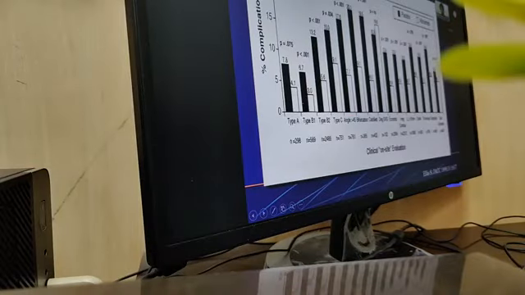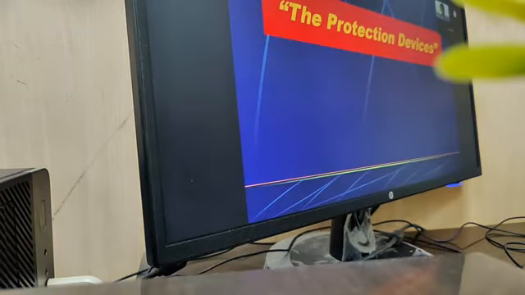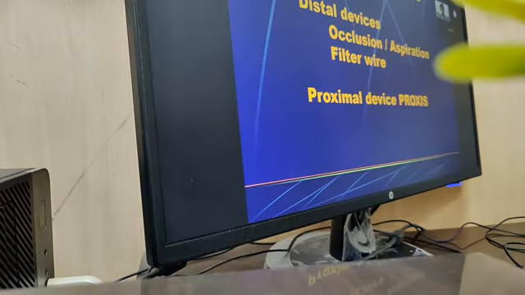GP2B3A receptor antagonists, which are being used regularly, do not help these patients. In the SVG problem, the data which was published in 1998, GP2B3A versus placebo, showed no significant reduction in complications when you do angioplasty of saphenous vein graft. So GP2B3A are ruled out. Coming on to the protection devices, there are two types: distal protection devices, which are occlusion and aspiration and filter wire, and then proximal occlusion devices.